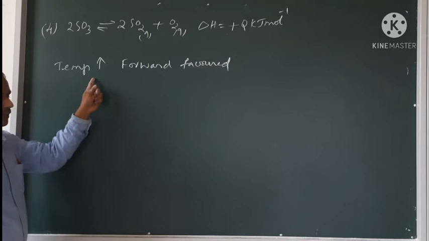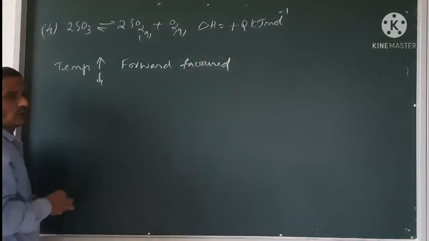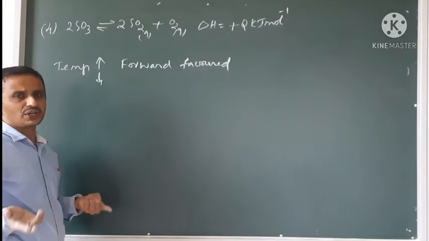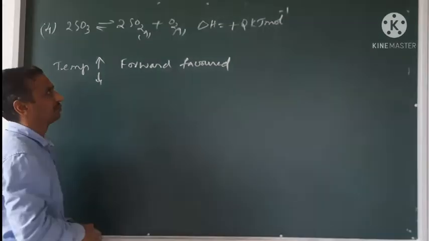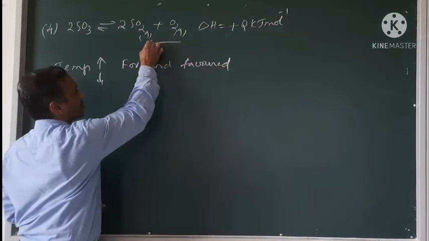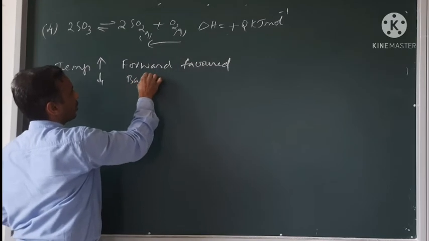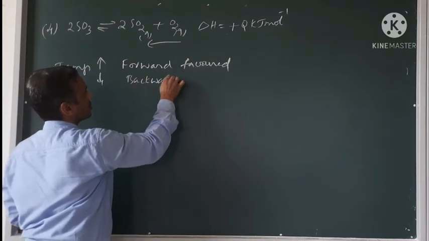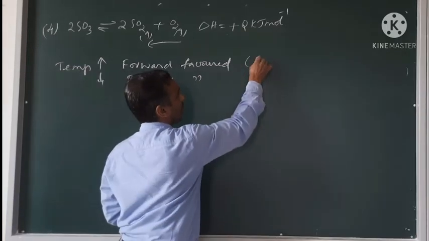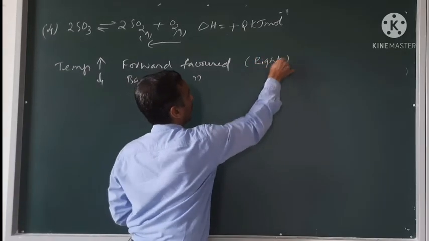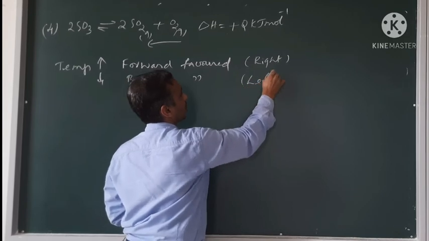Reverse, temperature decreased. When the temperature decreases, the reaction wants to increase the temperature by giving heat. The reaction giving heat is the backward reaction, so the backward reaction is favored, and the equilibrium will be shifted to the left.